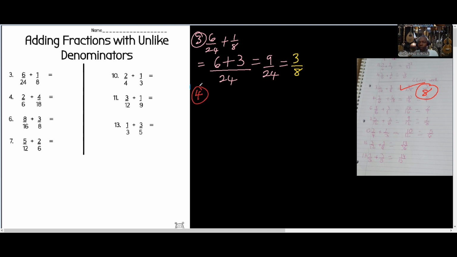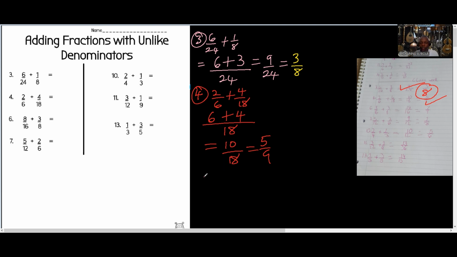Then number 4, we have 2 over 6 plus 4 over 18. We can verify that the LCM is 18. Then 6 in 18 is 3. 3 times 2 is 6. And 18 in 18 is 1. 1 times 4 is 4. So we have 6 plus 4 is 10 over 18, which you got, and we can reduce it to 5 over 9, which is correct.